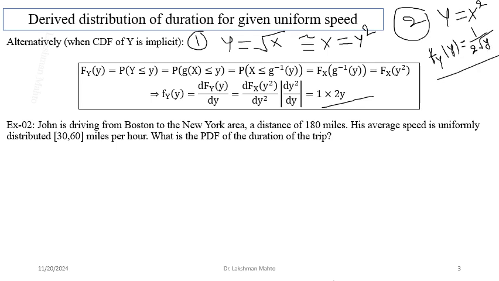Is the second example clear or not? The first is very easy, is the second clear or not? For the second we are going for the second approach due to its implicit nature. So the density of y is 1 by twice the square root of y.